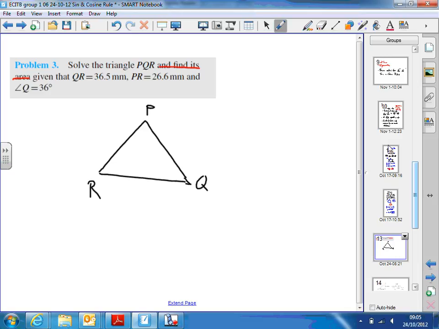So if that's angle P, this is side P. If this is angle R, this is side R, and so on. We're given that QR is 36.5 millimeters, so that's this dimension here. We're given that PR is 26.6 millimeters, so it's this one. And we're given that angle Q is 36 degrees.